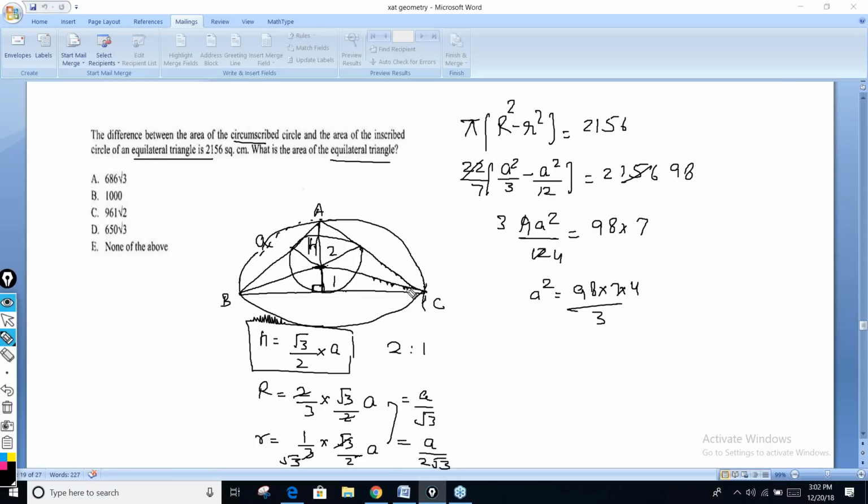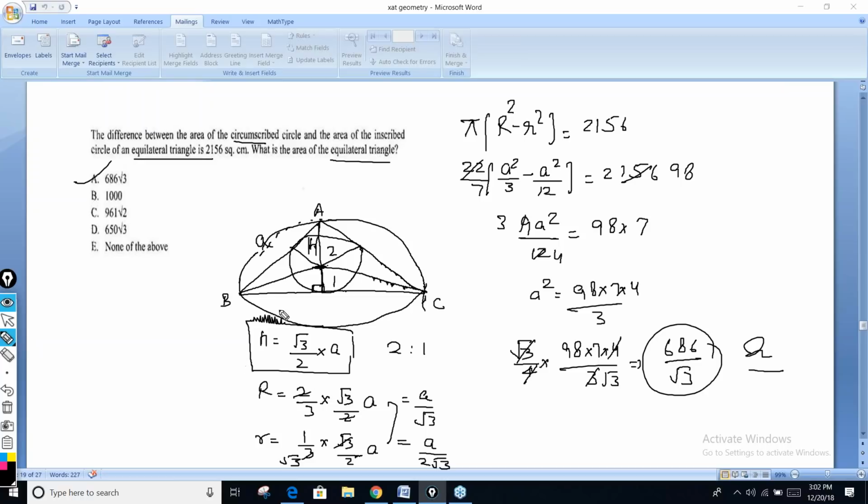What we need to find is the area of the triangle, which is root 3 by 4 side square. And the side square we just got: 98 into 7 into 4 upon 3. That 4 will be cancelled out, and the 3 gives root 3. So what is the answer? The answer is 686 upon root 3. Option A is the correct answer.